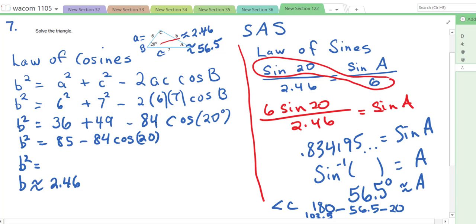I did not go back. Let's see. C is 7, A. We have everything now. So that's an example of law of sines, and then you had to use law of cosines.